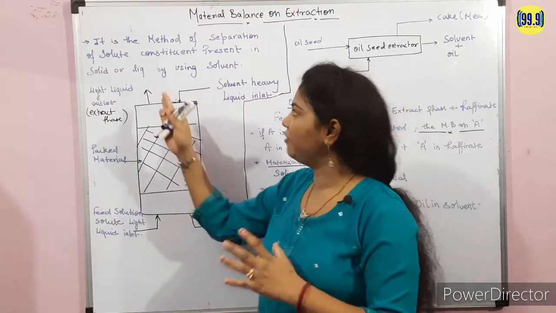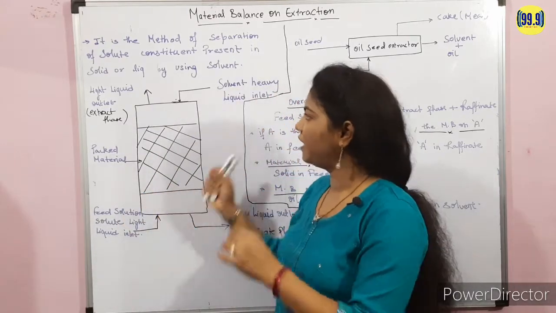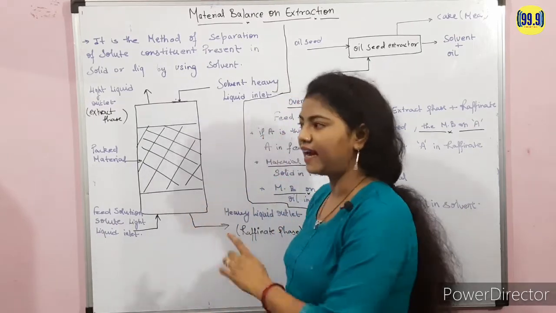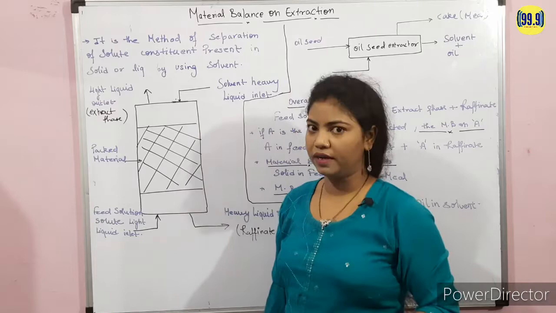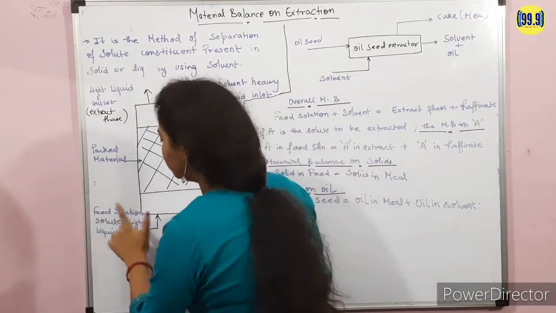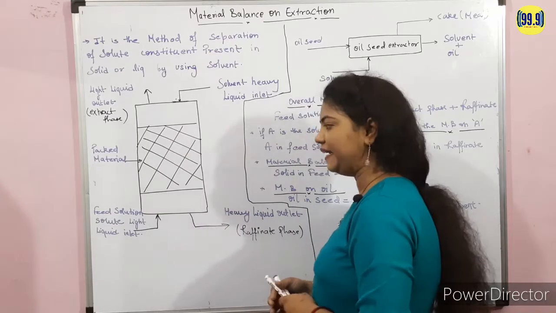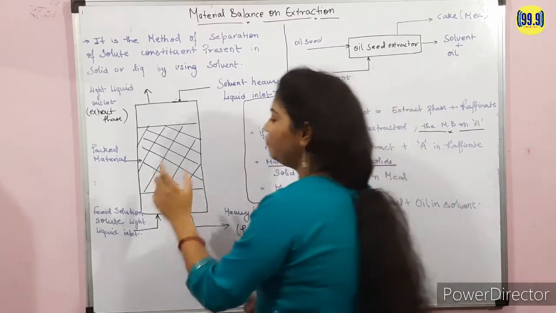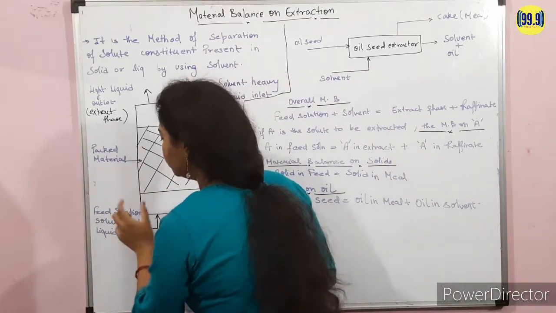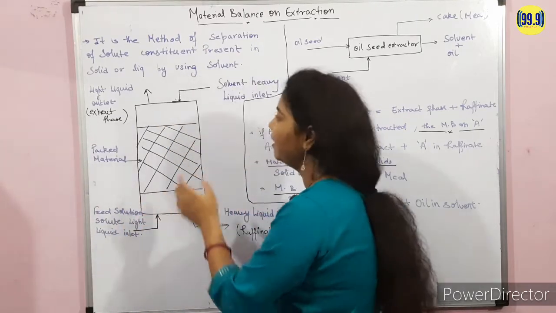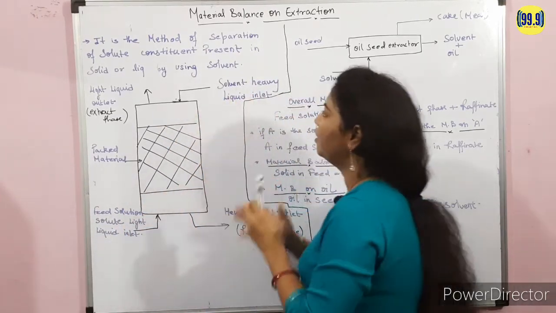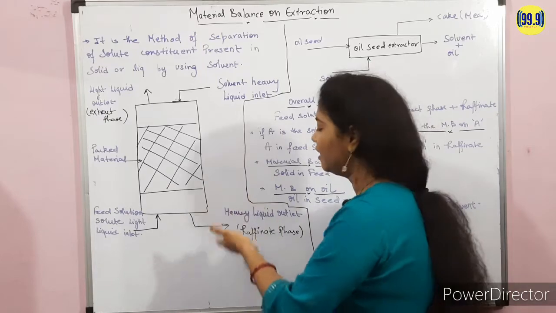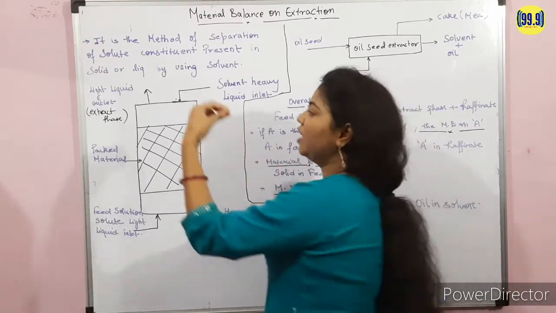Basically, if you see the diagram of the extraction column, or this is the diagram of the packed bed extraction column, you can see that we have two inlets and two outlets. The first inlet is the feed solution, the solute, light liquid inlet, and the second inlet is the solvent, heavy liquid inlet. What happens is that the solute solution, which is the light liquid, is transferred to the solvent liquid, which is the heavy liquid, and this yields the raffinate phase and the extract phase.